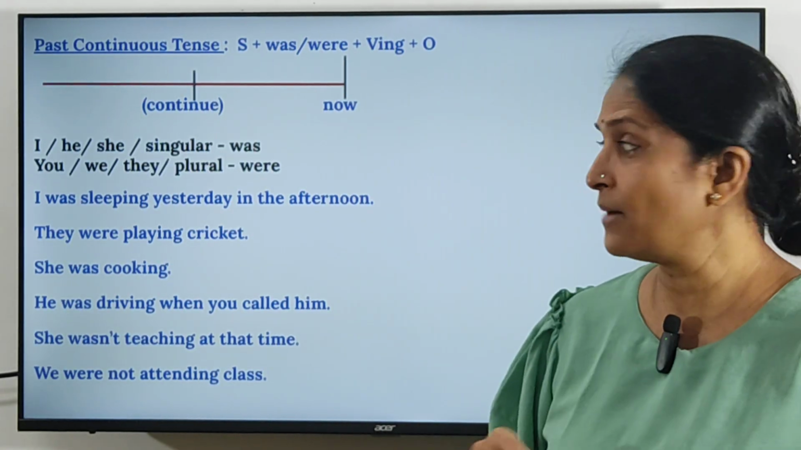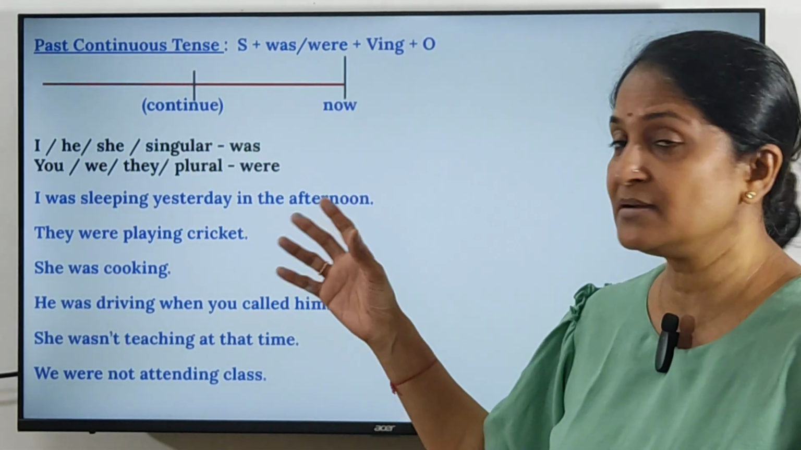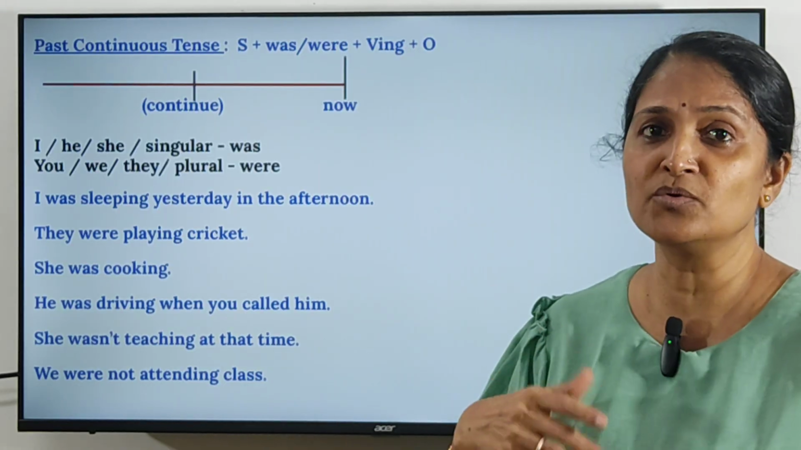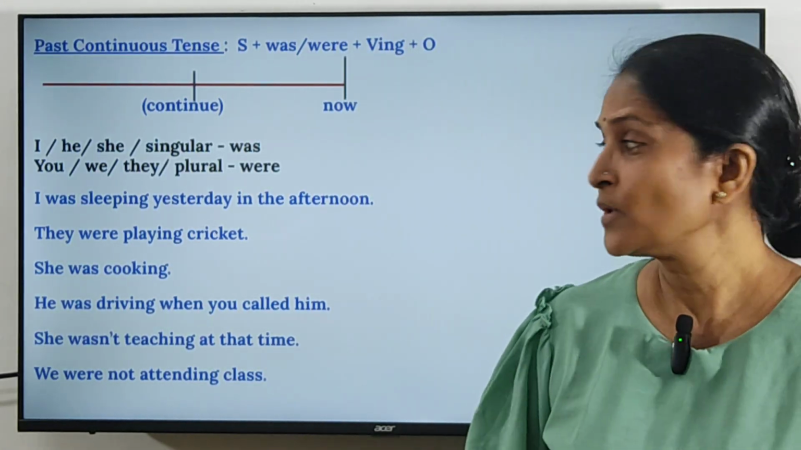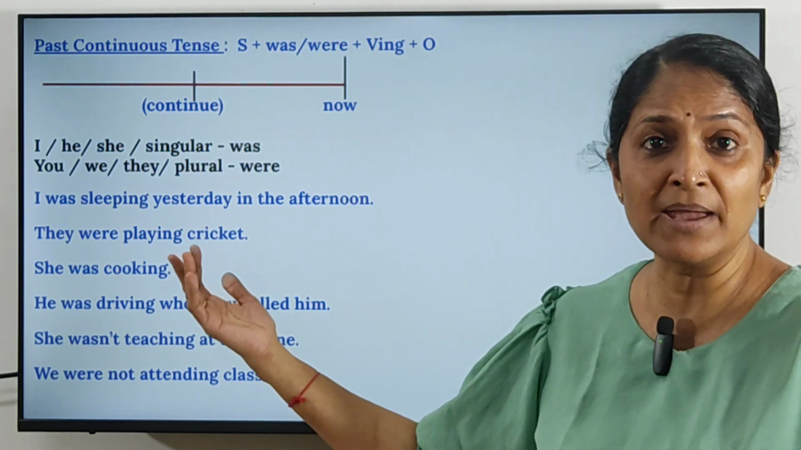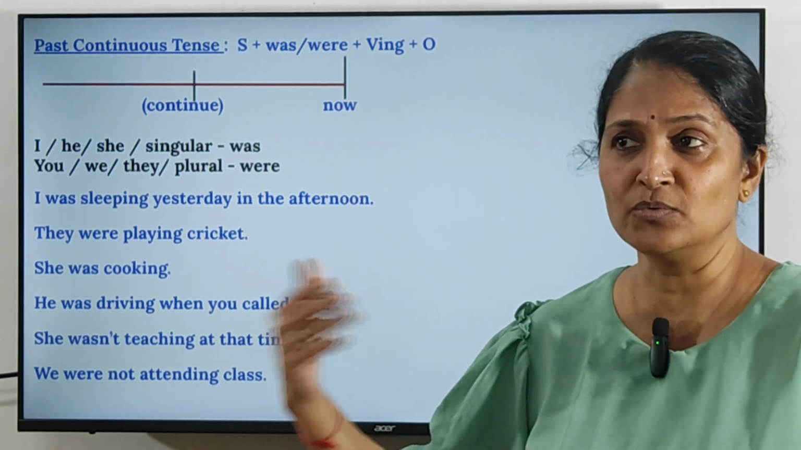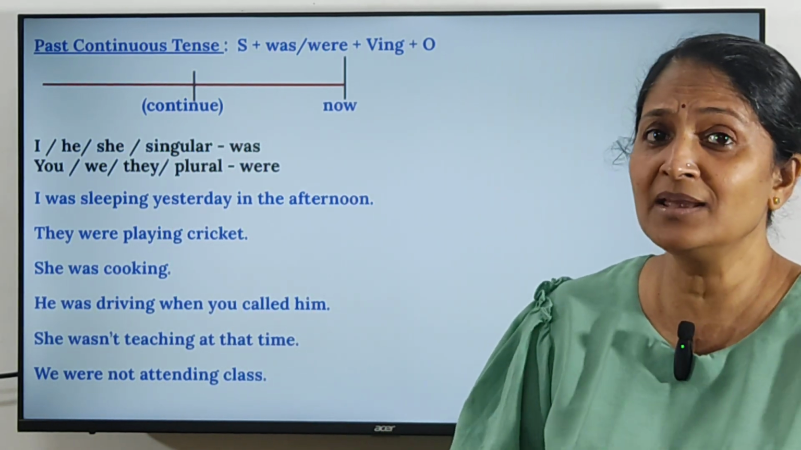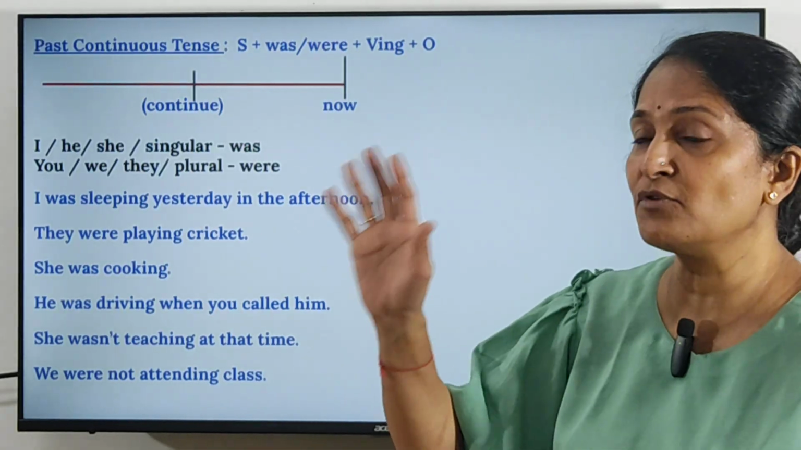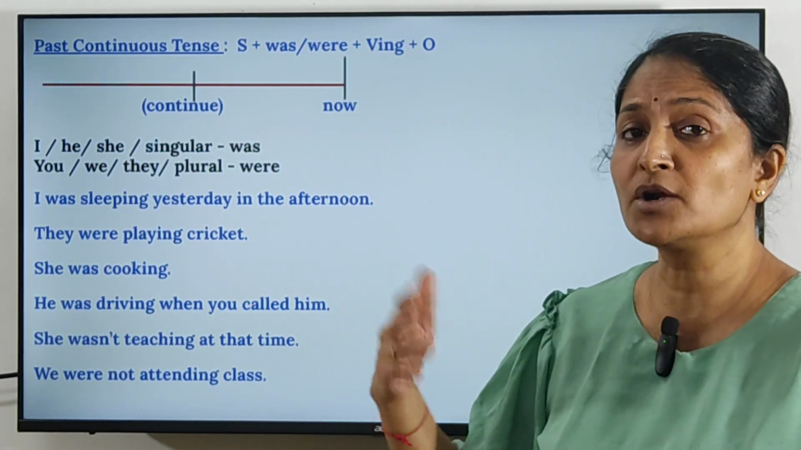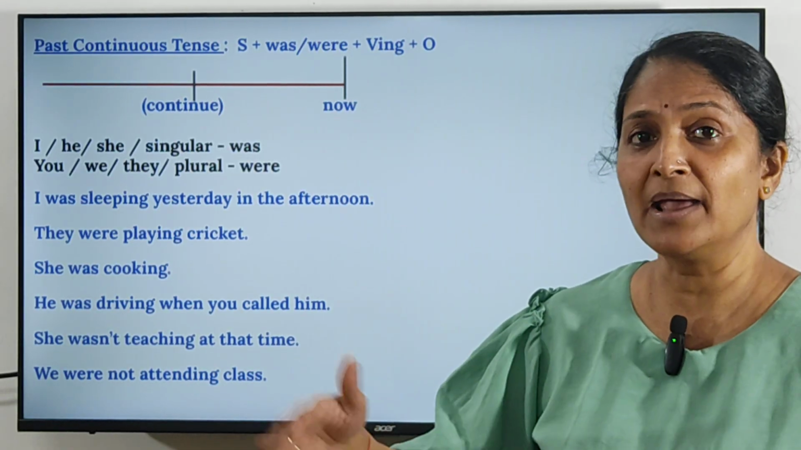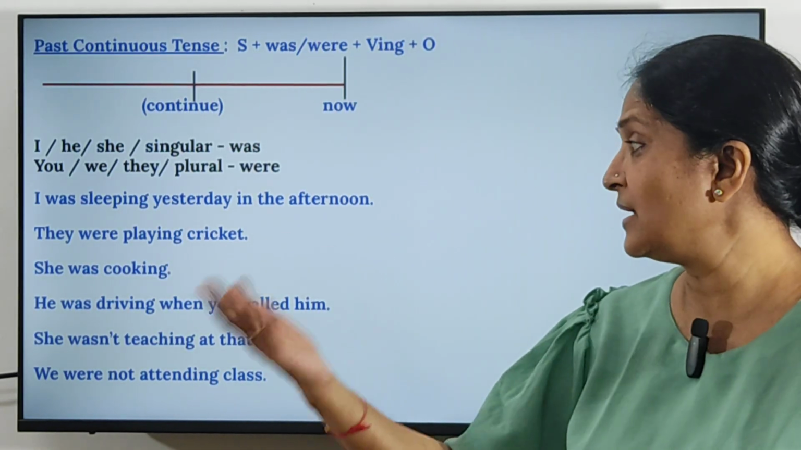Look at some examples. I was sleeping yesterday in the afternoon. I am asking you, yes, Dipali, what were you doing yesterday in the afternoon? She is telling, madam, I was sleeping yesterday in the afternoon. कल दोपहर में मैं सो रही थी. At that point of time, I was sleeping, right? They were playing cricket. Again, what were they doing? They were playing cricket. वो cricket खेल रहे थे.